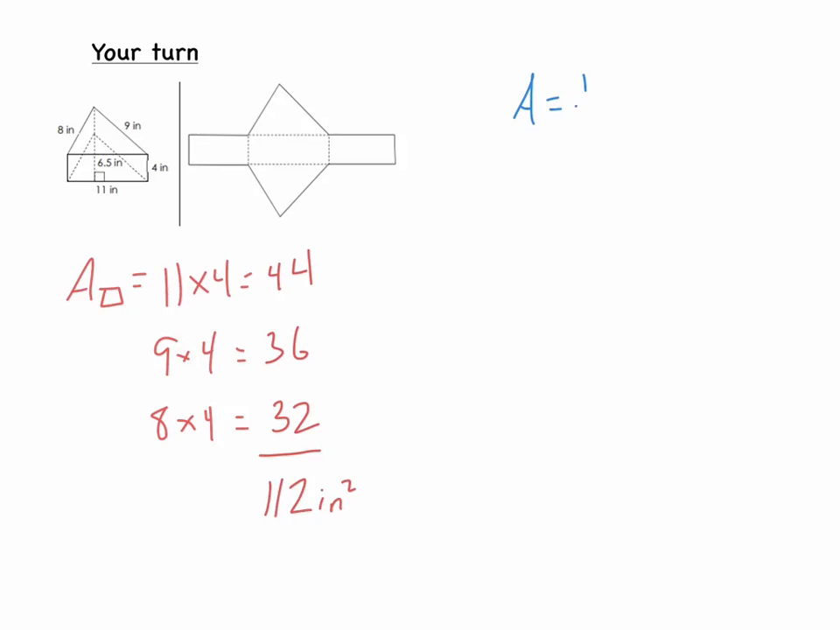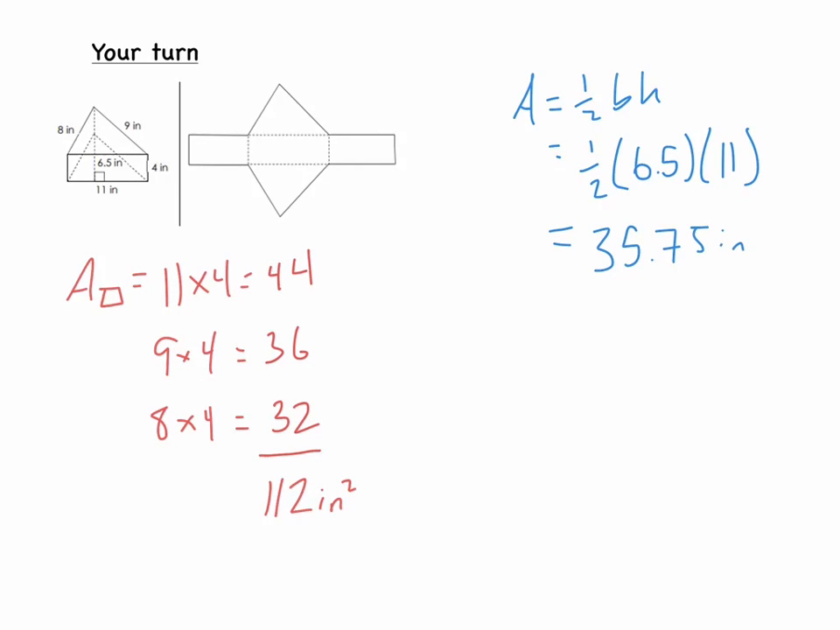Now onto the triangles. Remember, its area equals 1/2 the base times the height. We have the base of 11, and then we have the height of 6.5 inches. So we would have 1/2 times the base 11, the height 6.5. So when we solve this through, we end up getting 35.75 inches squared.